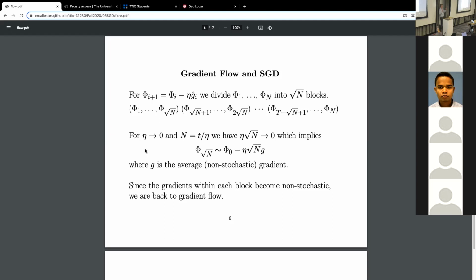The reason for that is that even though the updates are stochastic, you can group the updates into 1 over root n groups. And since the size of that group is going to infinity, the update for the group is becoming exact, because you're averaging over an arbitrarily large set. So then you get a sequence of exact updates, an arbitrarily large sequence of exact updates.